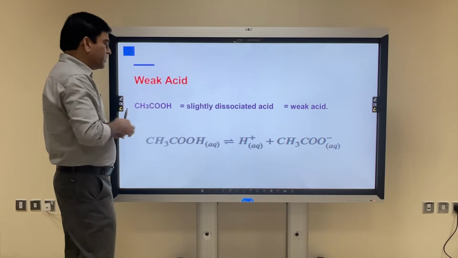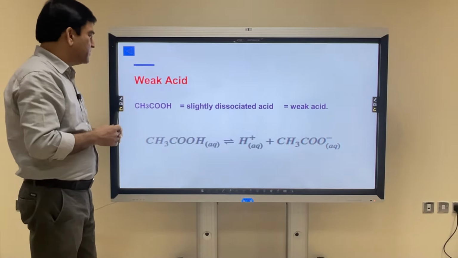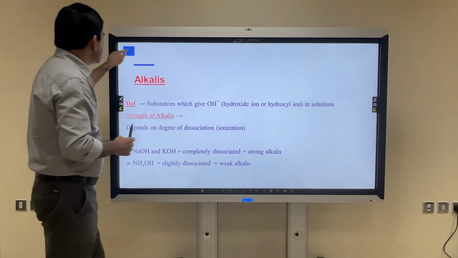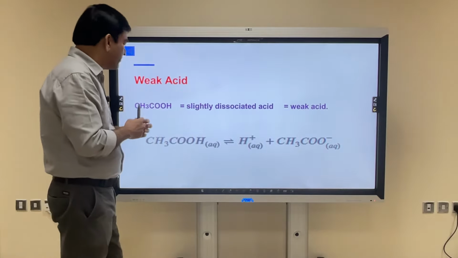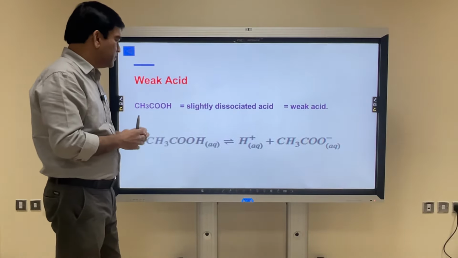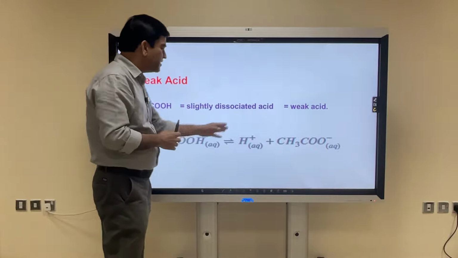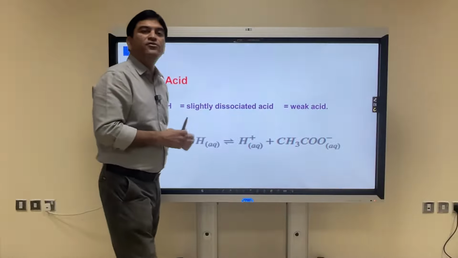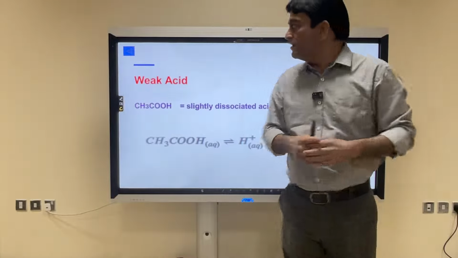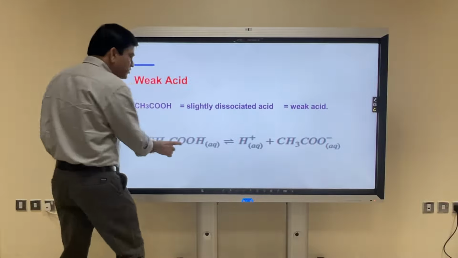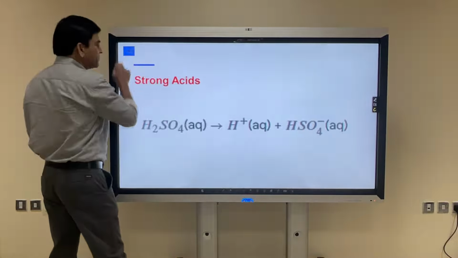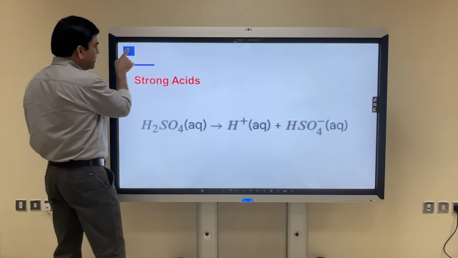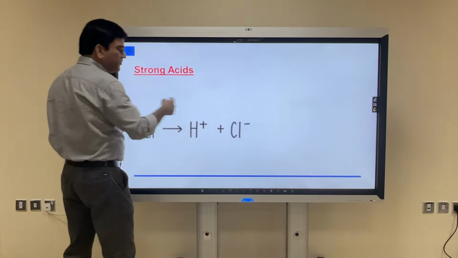Then you have a weak acid over here, that is CH3COOH. It is only slightly dissociated, that is why it is considered to be a weak acid. CH3COOH is dissociated or ionized into H plus and CH3COO minus. Now, what is common in all of them? You can see CH3COOH gives you H plus, H2SO4 gives you H plus, and HCl gives you H plus.